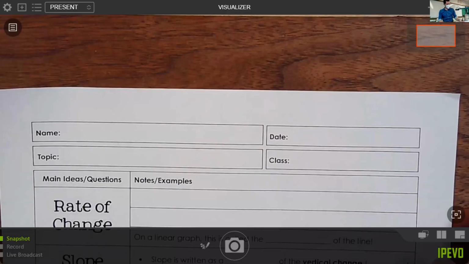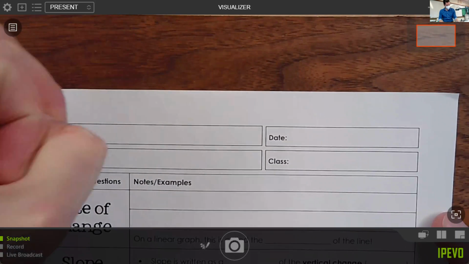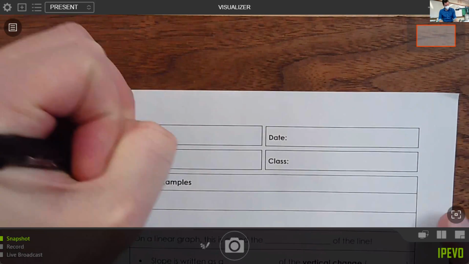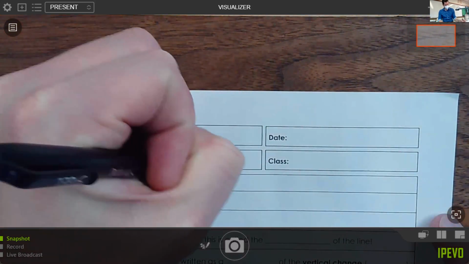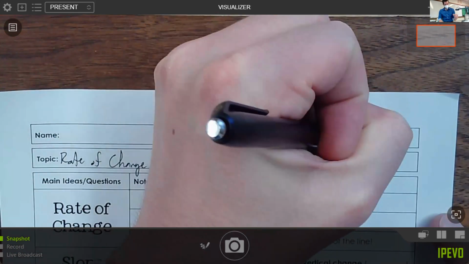Our topic for the day. We're just going to call this rate of change and slope. So, rate of change and slope. And today is January 10th of 2022.